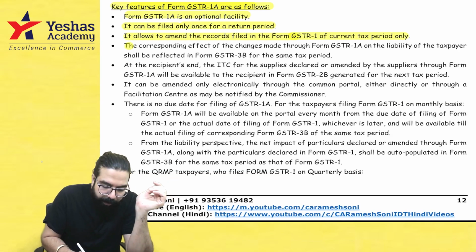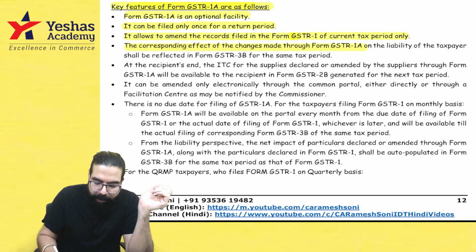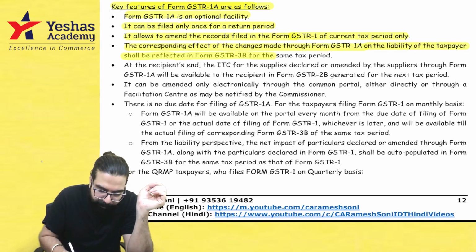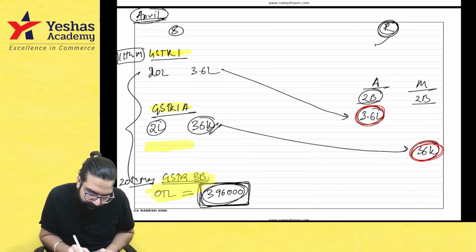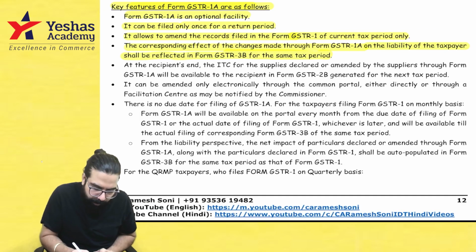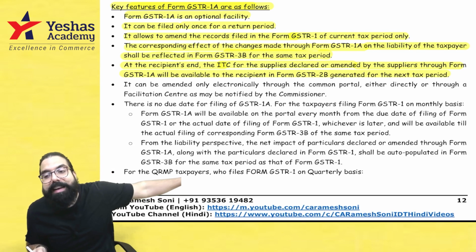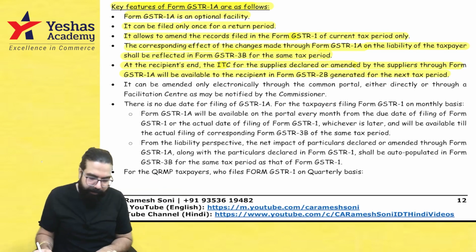The corresponding effect of GSTR 1A on the liability of the taxpayer will be reflected in the same period. My liability will come in the same period. In my output tax liability, this 36,000 will come in the same month. But at the recipient end, the ITC for the supplier declared or amended by the supplier in GSTR 1A will be available in the 2B of the next month. Means he can take the credit in the next month, not the same month.